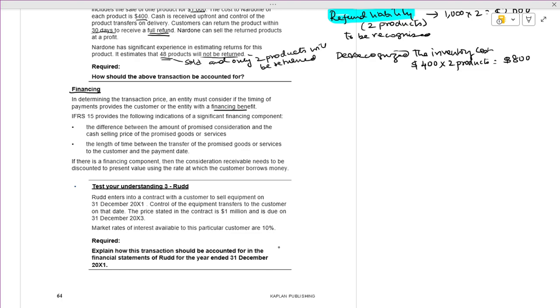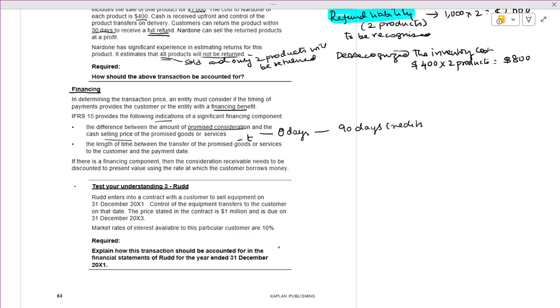IFRS 15 provides the following indications. The difference between the amount of promised consideration and the selling price. There will be a promised consideration, how much you are going to pay, and what is the selling price. Definitely there will be a difference. The length of time between transfer and payment means you are paying after 2 years, after 3 years, after 6 months. Usually there will be 0 to 90 days credit.